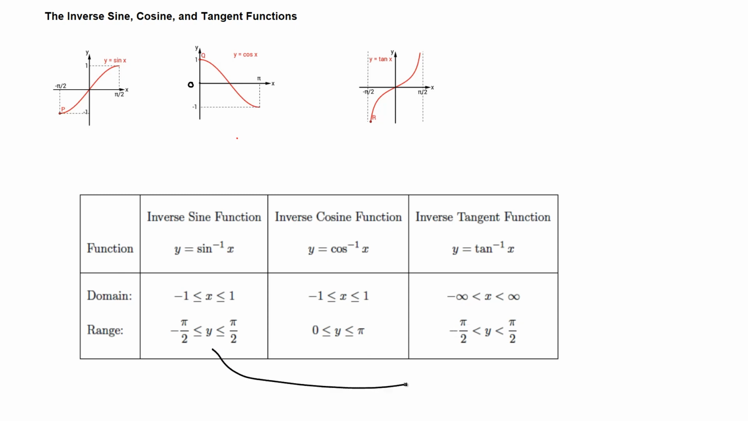In this case, we are not including negative pi over 2 and pi over 2. Look at the distinction between these two. This is for sine inverse, and this is for tangent inverse. Here negative pi over 2 and pi over 2 are included. In tangent inverse they are not. Okay, strictly less than.